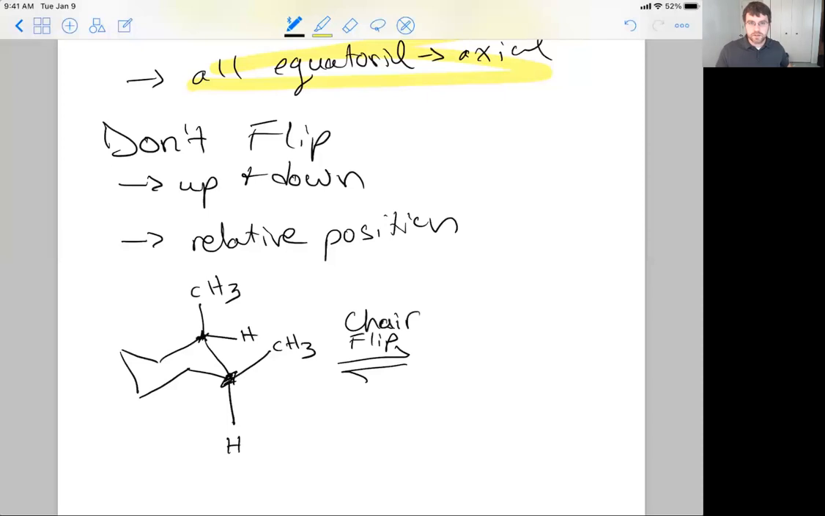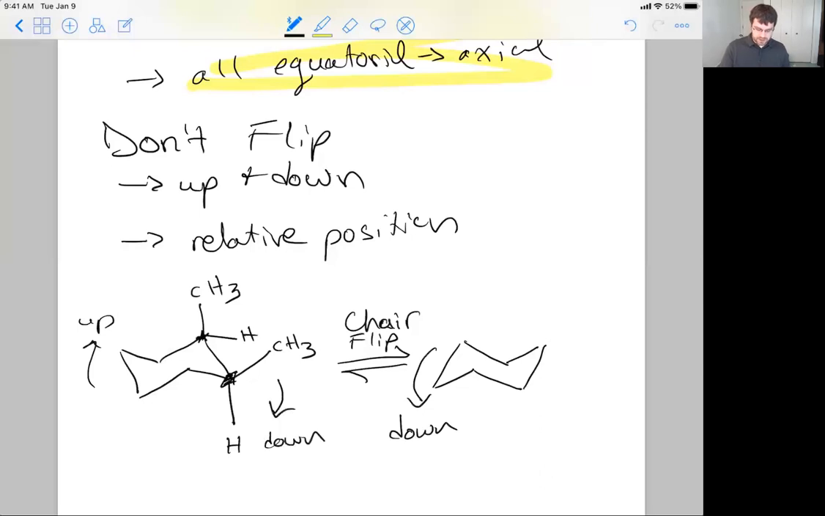Now, when we do a chair flip, the first thing that happens is we flip the flaps. So the left-handed sort of pucker or flap was up and is now down. We'll look at more details on this in the next lecture. I'm just trying to give us a preview. And then this pucker was facing down on the right side, and now it's facing up.